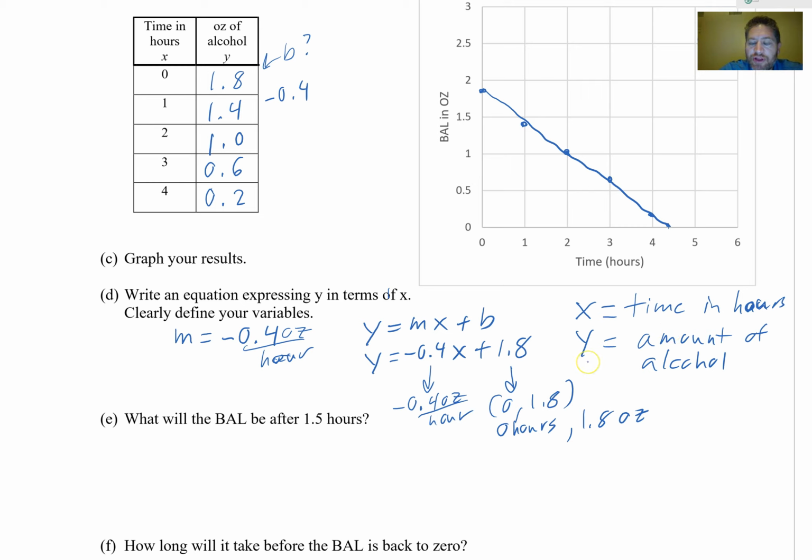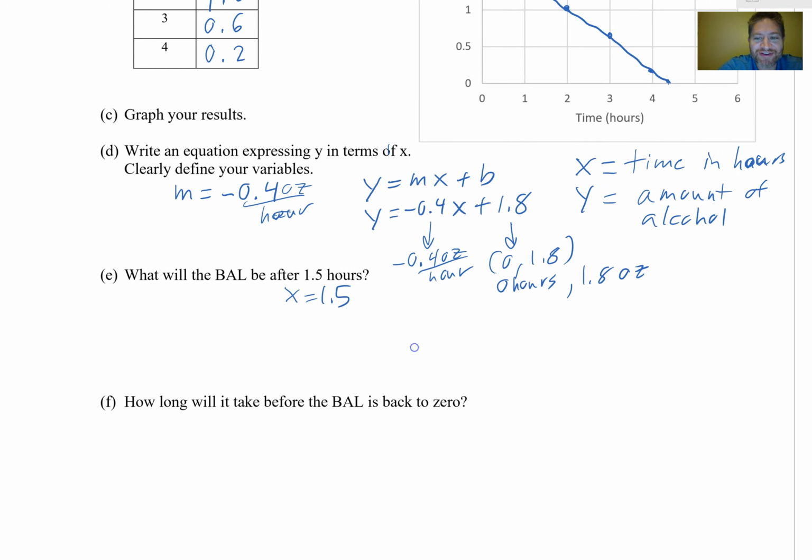And now that you know these, you can plug anything in. If we want to know how long it will take to get to a certain amount of alcohol, you plug in for the y. If you want to know how much alcohol is left after a certain amount of time, we plug a value in for x. So what will the BAL, the blood alcohol level, be after 1.5 hours? We already know x is the time in hours. So I'm giving you, because I made this, x is 1.5 hours. It's time. So if we take our equation now, these are what they're good for, is finding stuff very quickly.